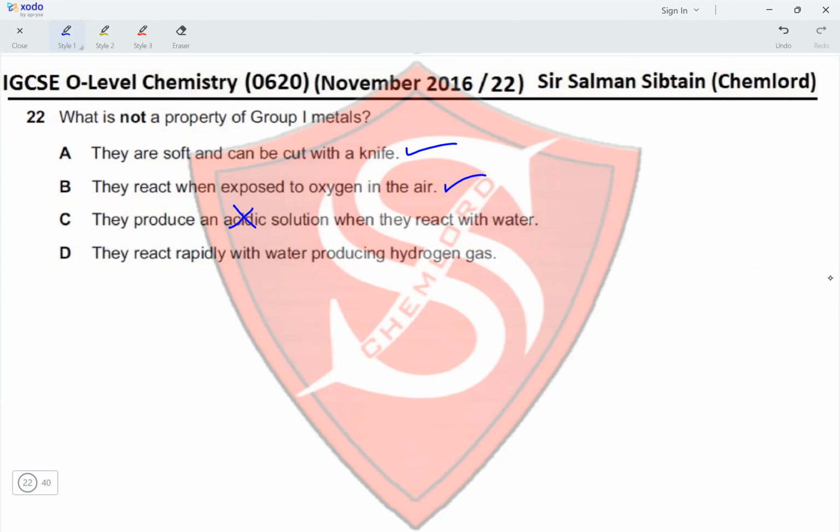And they react rapidly with water, producing hydrogen gas. Yes, metal plus water will produce hydroxide plus hydrogen gas. So this is correct as well. Therefore, the correct option for this question is option C.